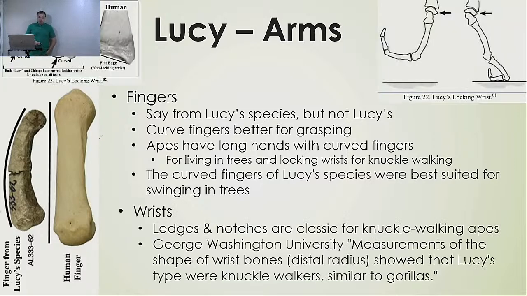The wrist as well. You can see Lucy's wrist in the top left. You see that little arch there? That is for locking the wrist. You can see a modern chimp wrist. That little arch there, great for locking the wrist. And even the mechanism there in the top right.